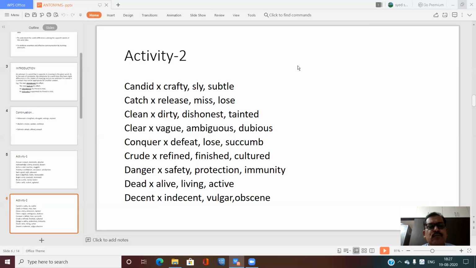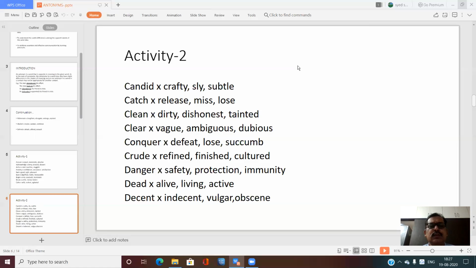Clean, opposite words: dirty, dishonest, tainted. Tainted means a person's reputation that is tarnished. There is a blemish in the character of a person that is tainted. Tainted character, tainted personality, tainted reputation. There is some blemish in his personality.